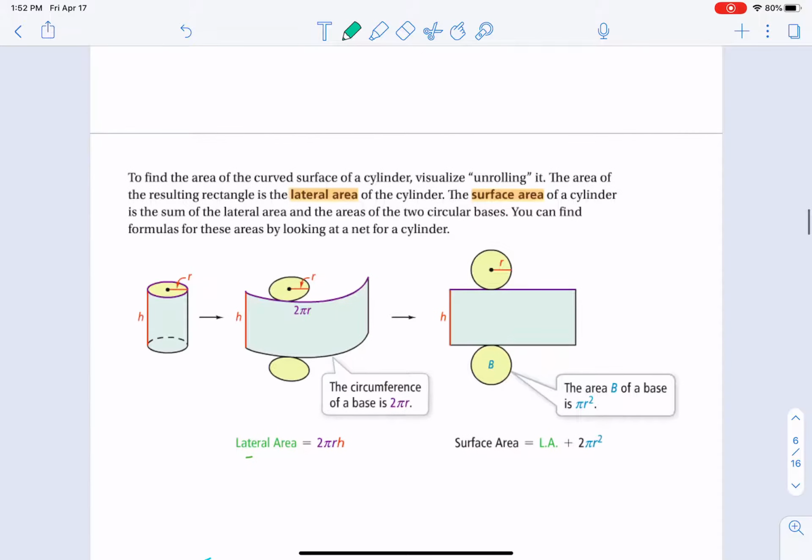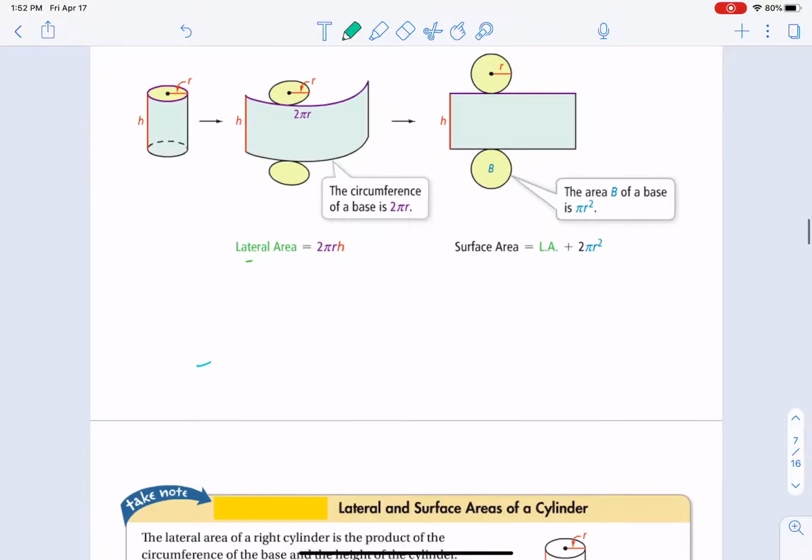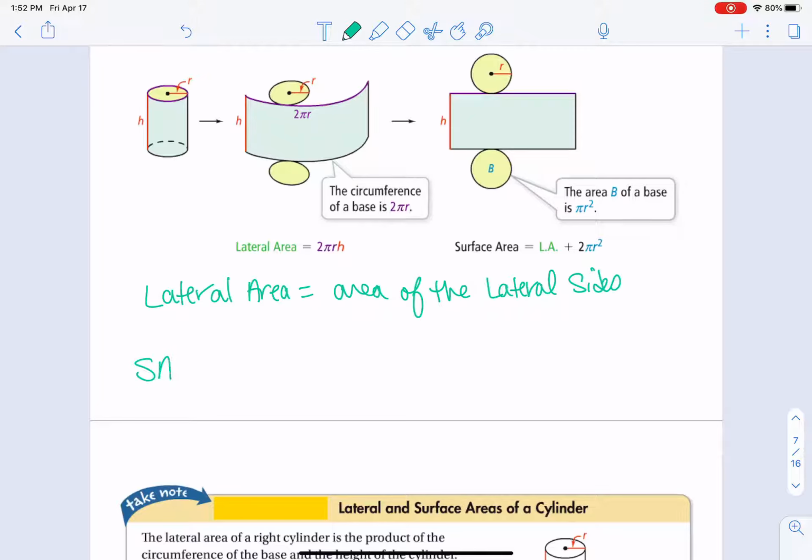So let's look at the formulas for these. The formula is still the same. You can say that the lateral area equals the area of the lateral sides, and the surface area is equal to the lateral area plus the area of the bases. So same as before, but they created a little bit of a shortcut. I want to show you how this works.